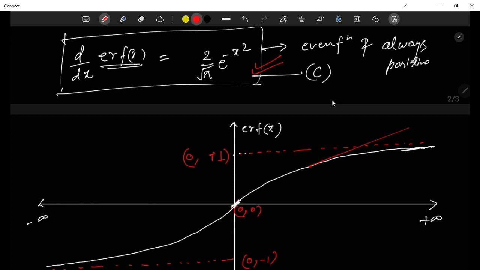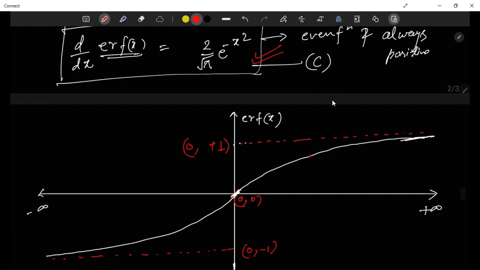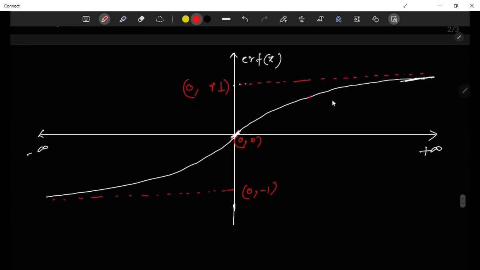And you can look at the slope at x equals 0. The slope at x equals 0 is 2 by root pi, which is not equal to 1. This means if you draw a tangent here at (0, 0), it is not equal to 45 degrees. Okay. So this is a rough plot of the error function.